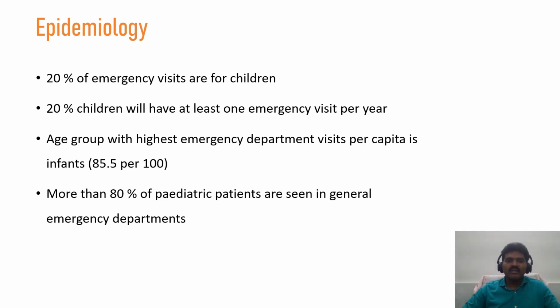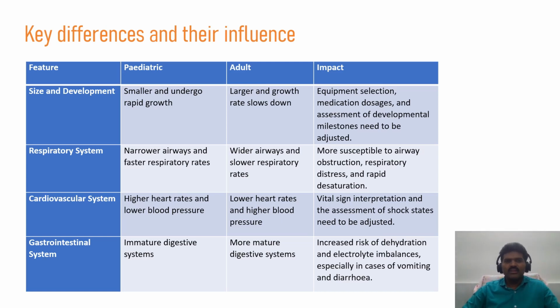So let's focus first on the key differences and how they influence the emergency physician in decision making. The first and foremost is that they are smaller in size and rapidly undergoing growth. In adults, body mass is larger and the growth rate usually slows down. How does it impact? It impacts equipment selection, selecting medication doses, and assessment of milestones.